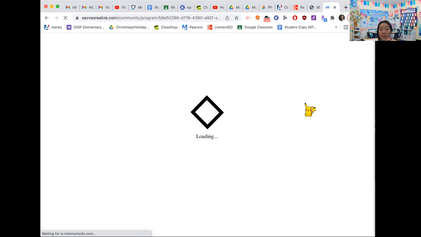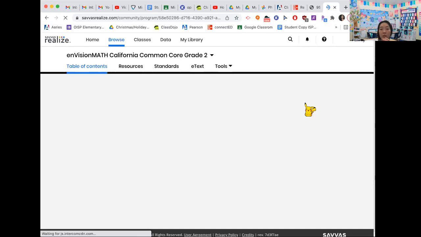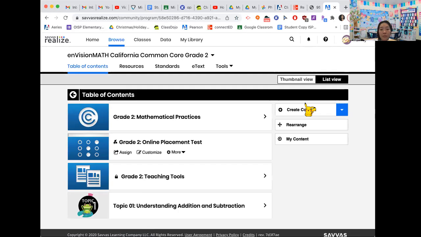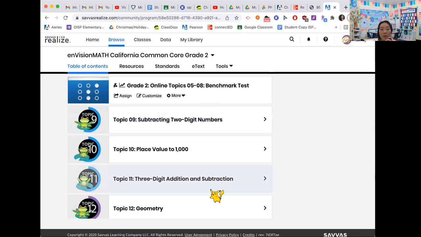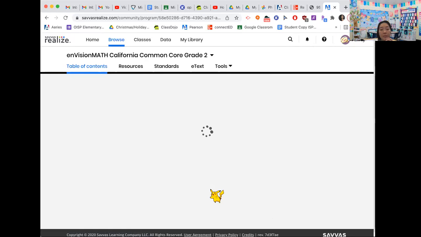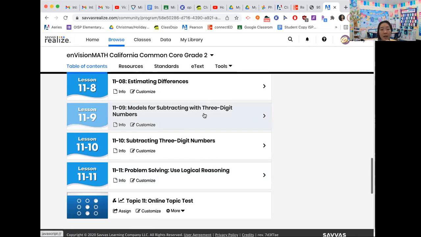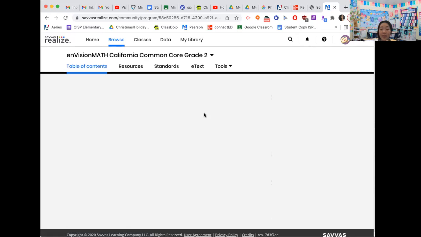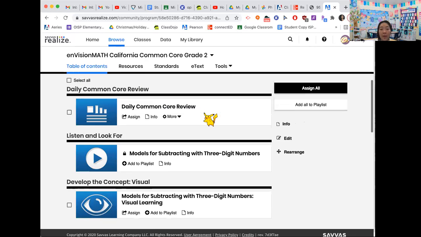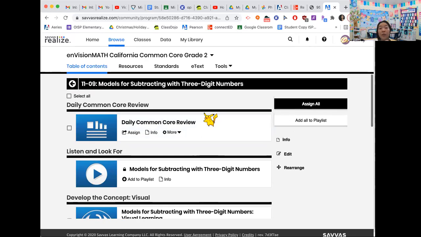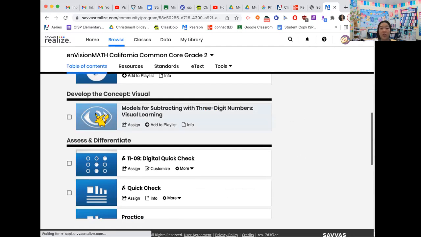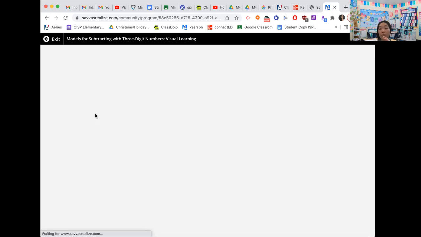Okay, we're not leaving. I don't know why I hear so many people leaving. Topic 11. Ooh, there's only 2 more lessons after today. And then we're going to be taking our topic 11 tests. This was a very long topic because we're doing a lot of 3-digit addition and subtraction. And we're going through a lot of different strategies and ways that you guys can solve those.